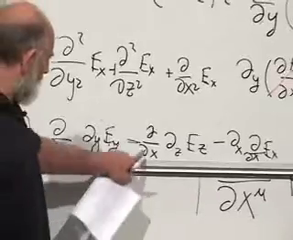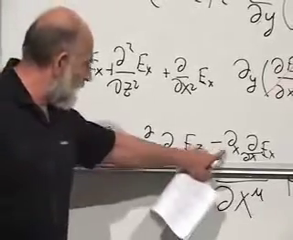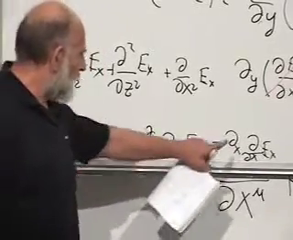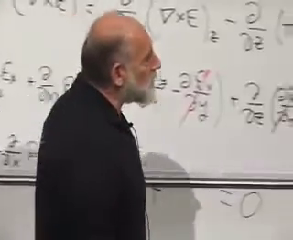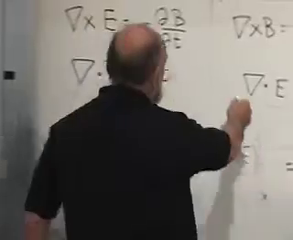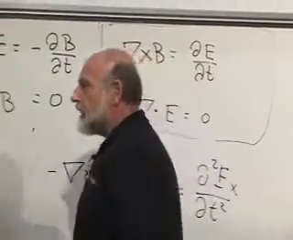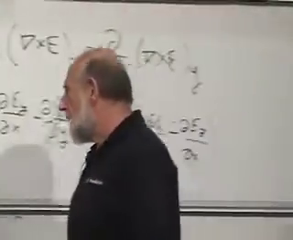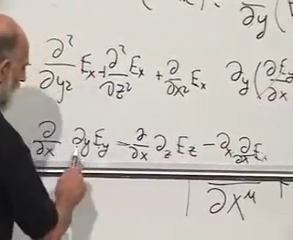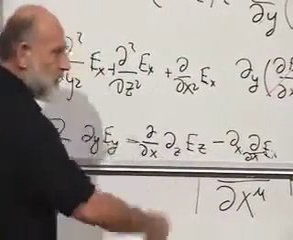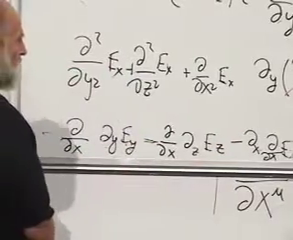dy EY, dz EZ, and dx EX appear inside here. What is that? That's just del dot E. But del dot E is equal to 0. That's one of Maxwell's equations. And so all of this, dx EX plus dy EY plus dz EZ, is just 0. Not there at all.